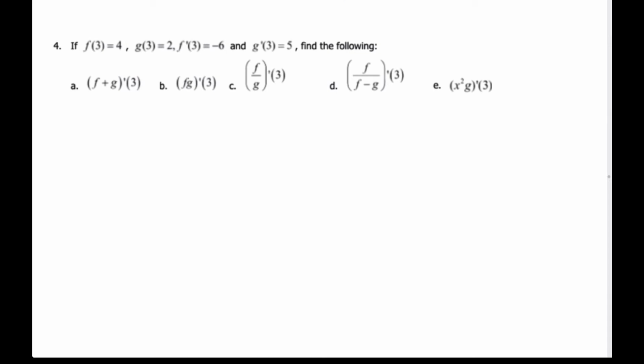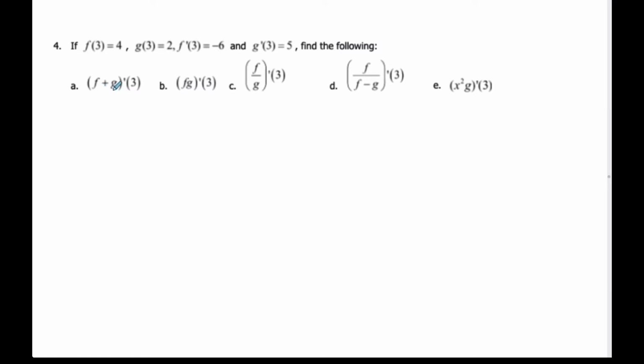Okay, so in this problem here, we're given various bits of information: f at 3, g at 3, f prime at 3, g prime at 3, and all these scenarios here. But we aren't actually given f or g defined, and so we have to just think of them as general functions. And so when I have this first one, I have a function f plus a function g.